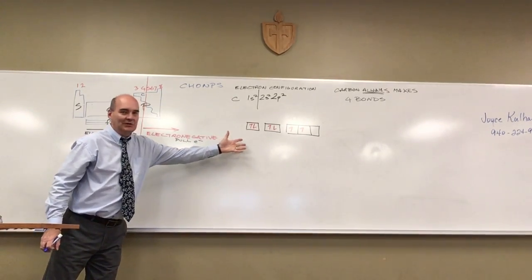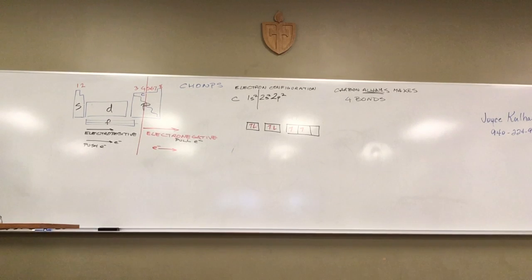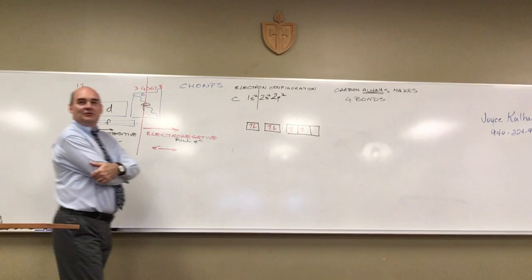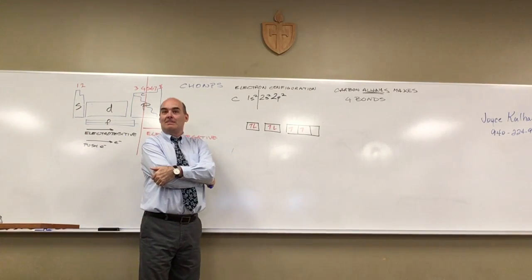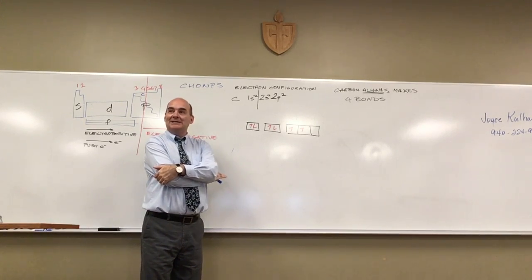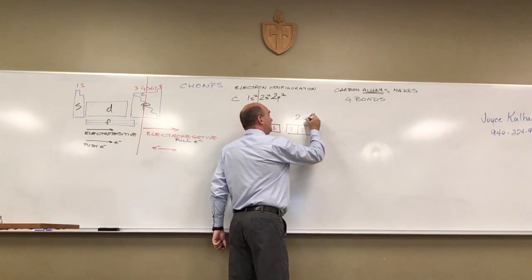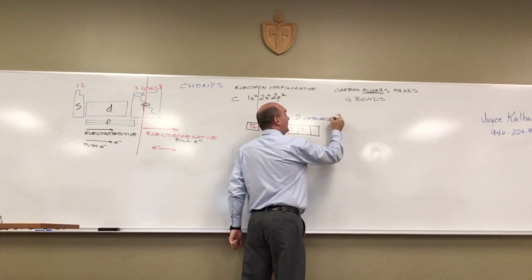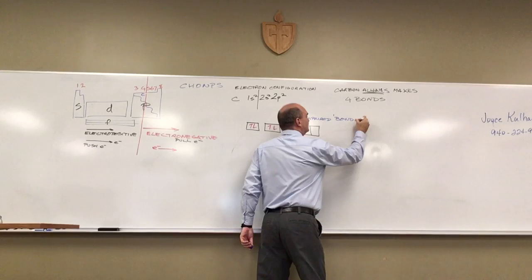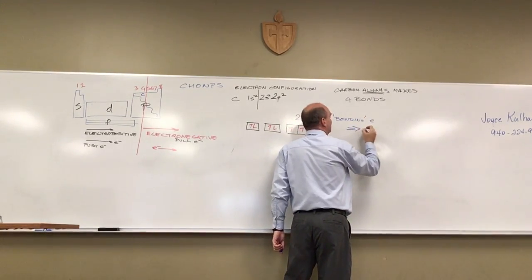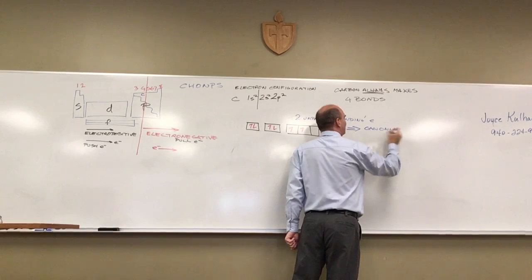So how many bonds can carbon make? Look at the diagram and tell me. It's only got two unpaired electrons. How many bonds can it make? Two. The electron theory for carbon says it is only capable of making two bonds. It has two unpaired, therefore bonding electrons, which means it can only make two bonds.